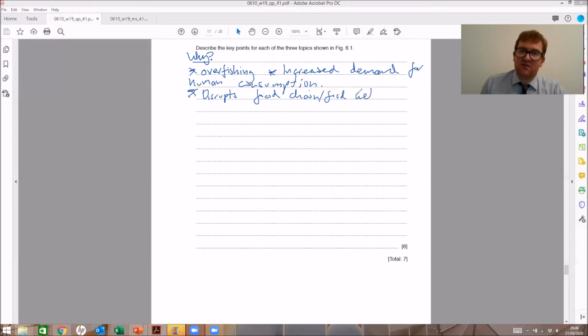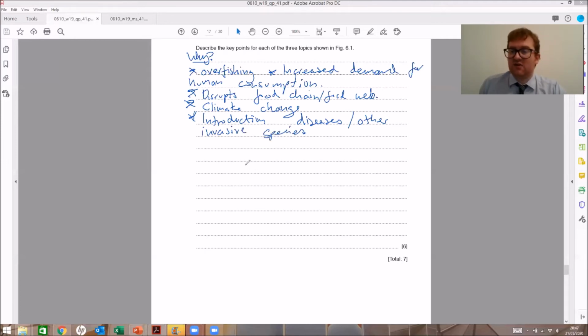You could also argue that other human factors could be responsible, things like climate change, like the coral bleaching due to global warming and a few other things going on there. You could also talk about potentially the introduction of diseases or other species to an area, so other invasive species that could compete and outcompete the local fish populations there. All right, so here we've got a good 1, 2, 3, 4 reasons why fish species are becoming endangered.